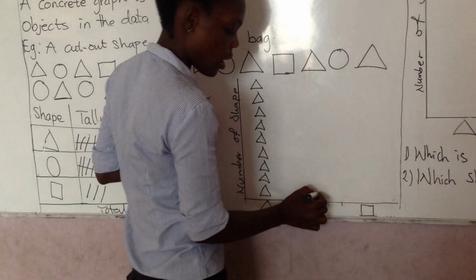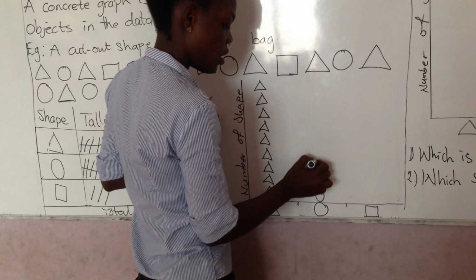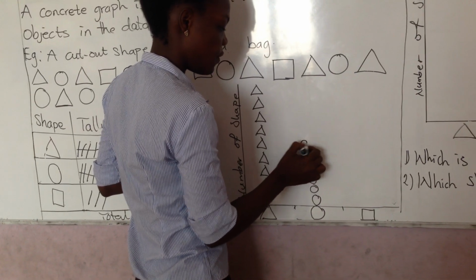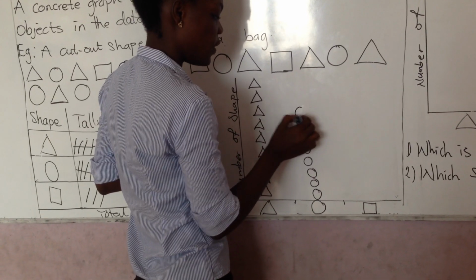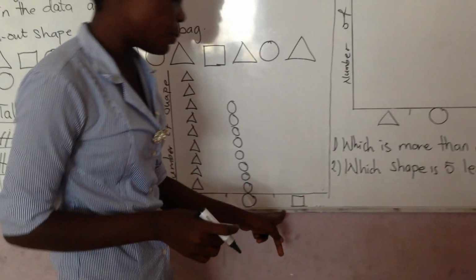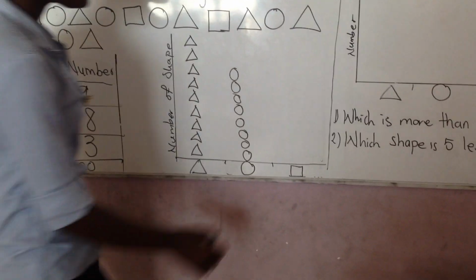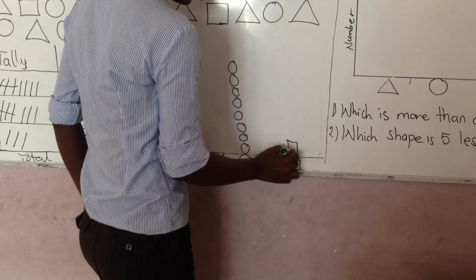So now once you draw 8 circles, 1, 2, 3, 4, 5, 6, 7, 8. So you draw 8 circles. The next shape is a square. We see we have how many squares? 3. So you draw 3 squares.